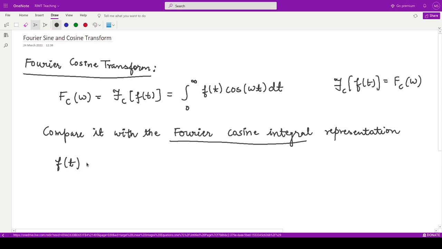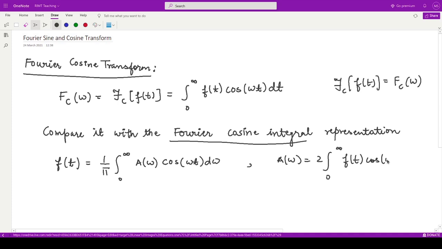Whenever your function f of t is defined by 1 by pi integration from 0 to infinity of A of omega cos omega t d omega, where A omega is defined by 2 times integration from 0 to infinity of f of t cos omega t dt, this is the Fourier cosine representation. Now we can compare these two. When you compare these two, from here you get 2 Fc omega is equal to A omega.